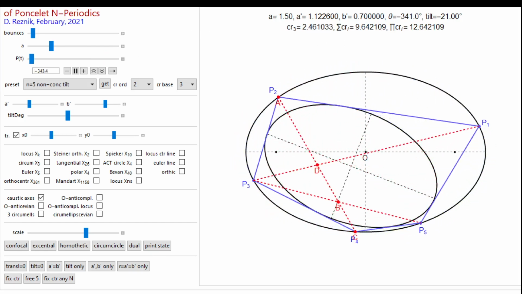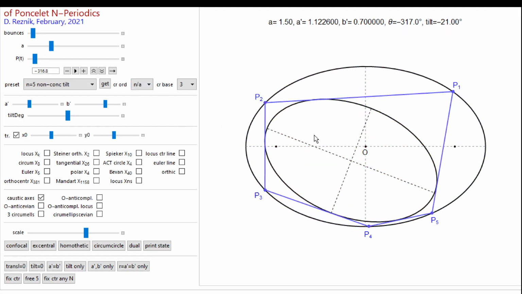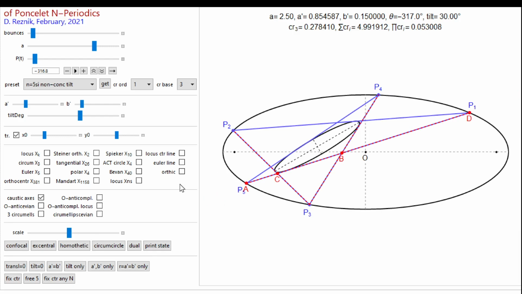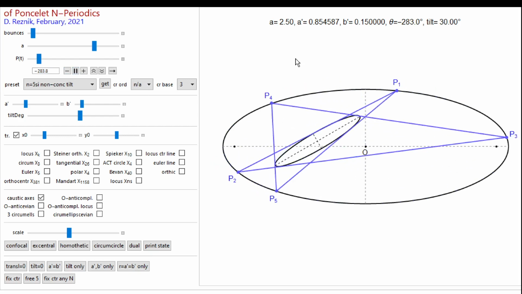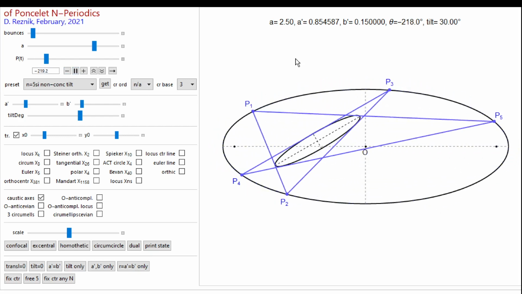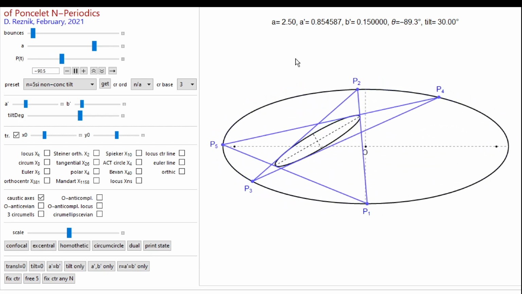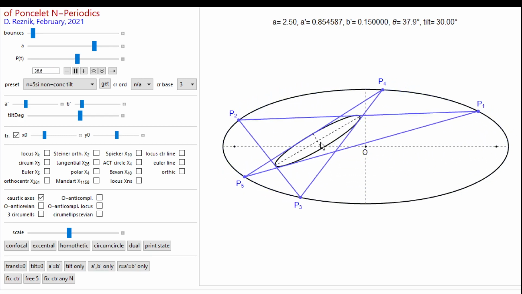Okay, now let's look at another family here. I want to look at 5 periodics now, so let's turn off these guys, and I want to look at 5 periodics that are self-intersecting. Okay, so let's scale this down a bit. Here we have an outer ellipse and an inner ellipse, and a family of so-called pentagram 5 periodics. So these are self-intersected 5-gons that are interscribed between these two ellipses. Obviously, the caustic is not concentric and it's not axis aligned.